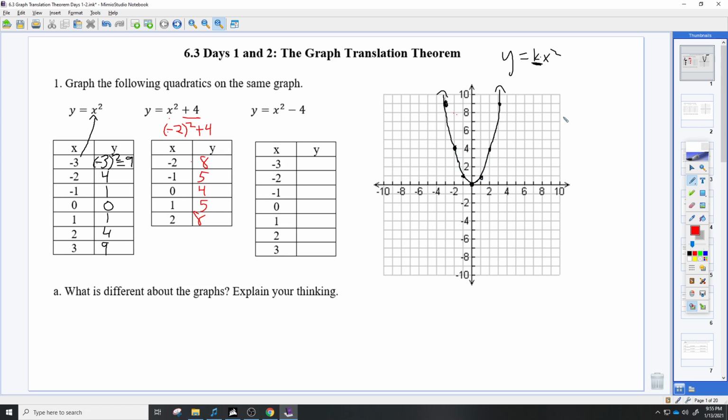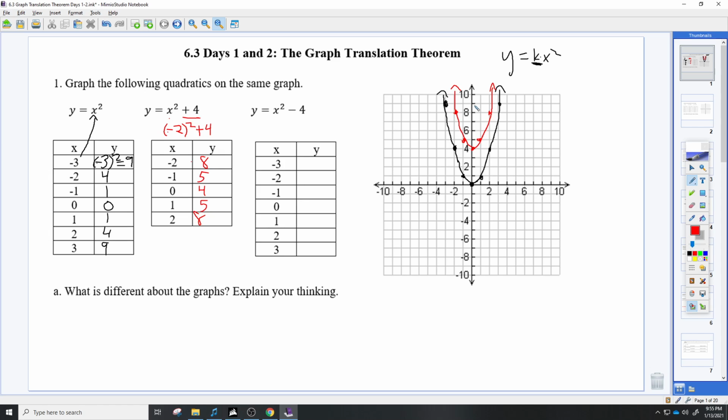Put a dot there. -1 is 5. Put a dot there. 0 is 4. And 1 is 5. 2 is back up to 8. Okay, so see if I can draw this as best I can here. Go like this. Here we go.